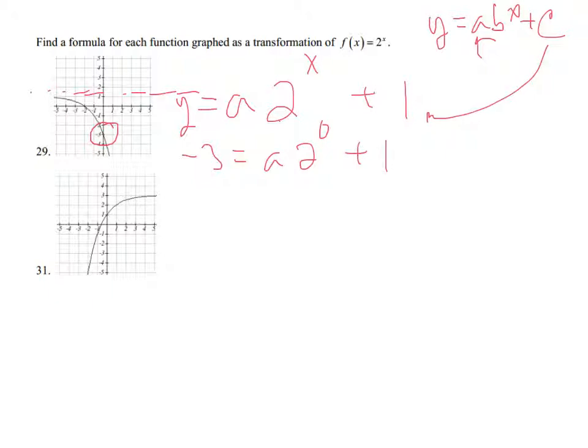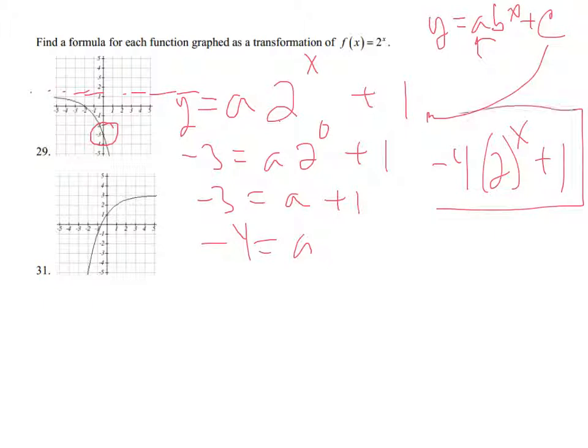So if I want to solve that for A, I'm going to get -3 equals A plus 1. So A has to be -4. So this function here will be -4 times 2 to the x plus 1. And you can graph that in Desmos or a graphing calculator and check that out.